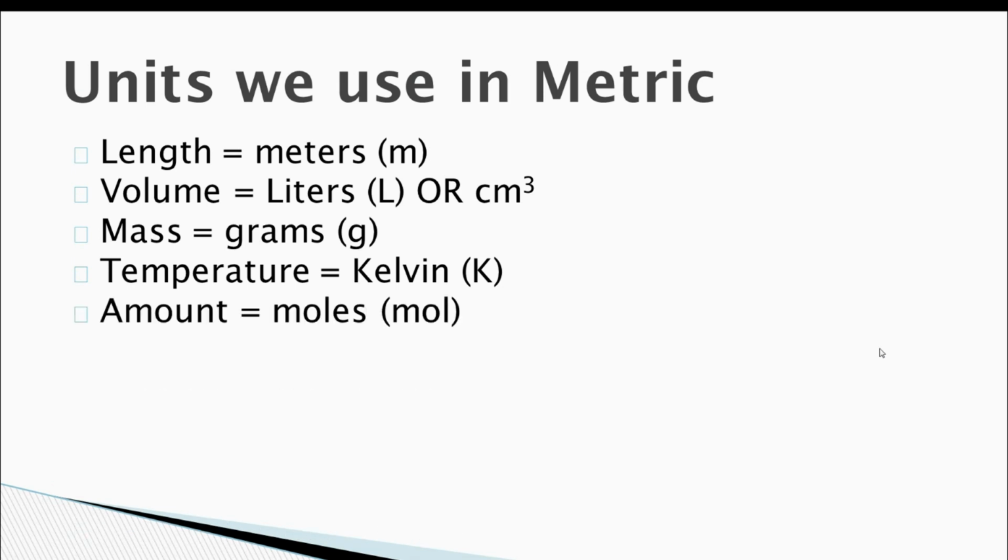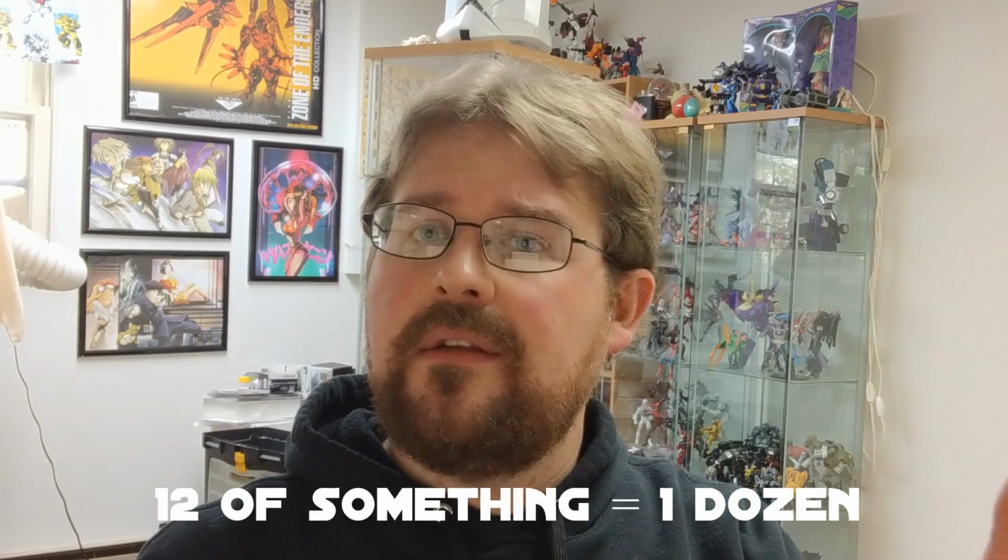Amount is one you might not have heard of before. Amount is measured in moles. We are going to talk about moles extensively in the next chapter, but what do I mean by amount and mole? That idea is similar to if you get 12 of something, that's a dozen.